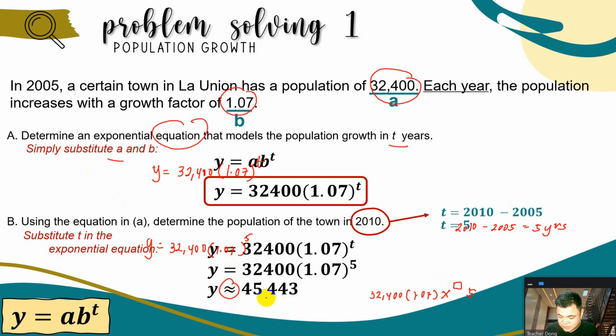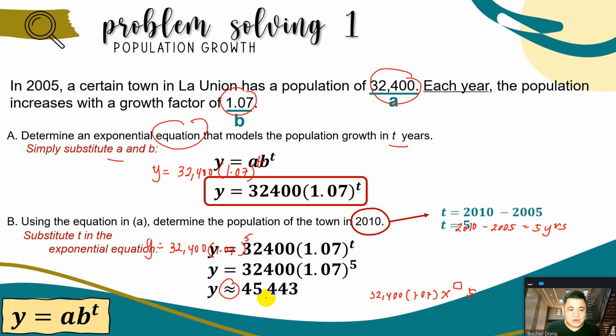So 32,400 times 1.07 raised to the power of 5. Okay, so the original answer is 45,442.68. Okay, so we can now round it up to the nearest whole number. We will be adding 1 because as you can see, 0.68 means more than 5. So you will be adding 1.